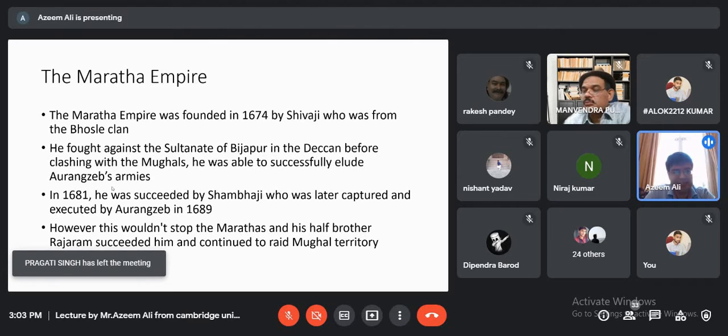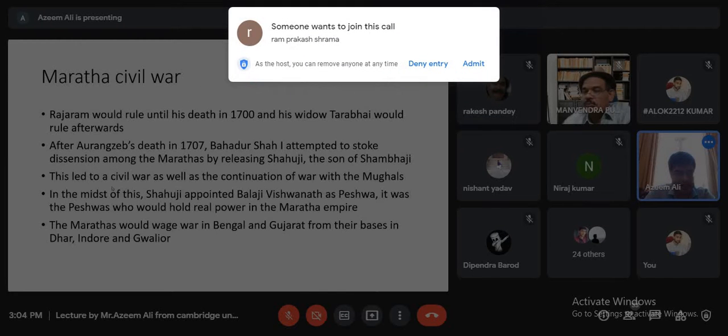The Maratha Empire was founded in 1674 by Shivaji, who was from the Bhosle clan. He fought against the Sultanate of Bijapur in the Deccan before clashing with the Mughals. He was able to successfully elude Aurangzeb's armies. In 1681, he was succeeded by Shambhaji, who was later captured and executed by Aurangzeb in 1689.